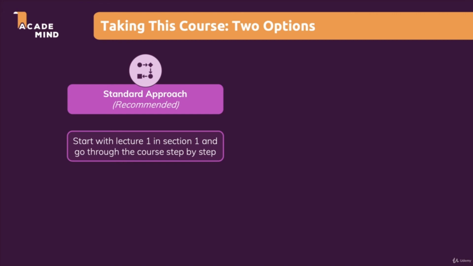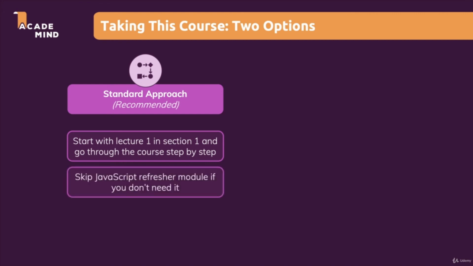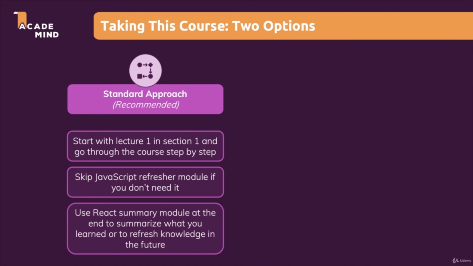You can optionally go through that JavaScript refresher section, which is the next course section, but you can also skip that refresher if you don't need it. And then at the end of the course, I have a React summary module, which basically sums up all the course concepts from the ground up, not diving into them as deeply as the entire course does, but giving you a good overview of what you learned in a very concise way. And you can use this React summary module once you completed the course to get a good wrap up of the course and of what you learned.